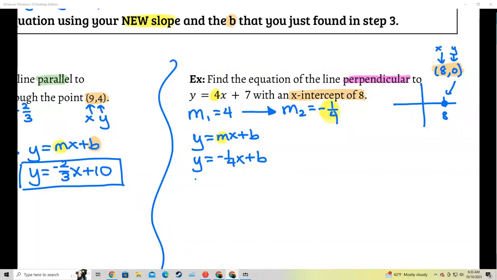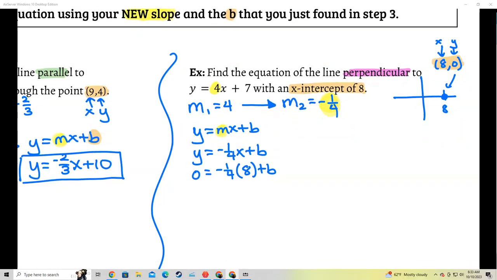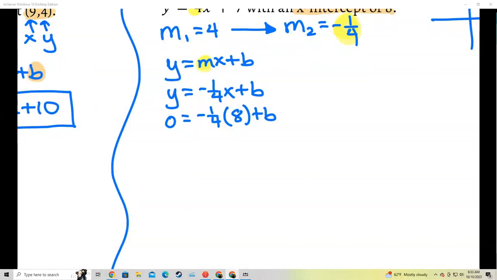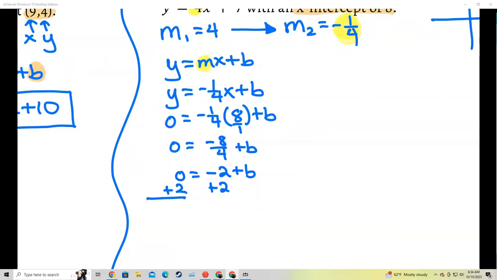I get 0 is equal to negative 1/4 times 8 plus b. Just like last time, this looks really complicated. It's not. I'm just going to put the 8 over 1, and that becomes 0 is equal to negative 8 over 4 plus b. Negative 8 divided by 4 is just negative 2 plus b. I'm going to add 2 to both sides to get b by itself. These cancel, and I get 2 is equal to b. I'm done with step 3. I found my value for b.